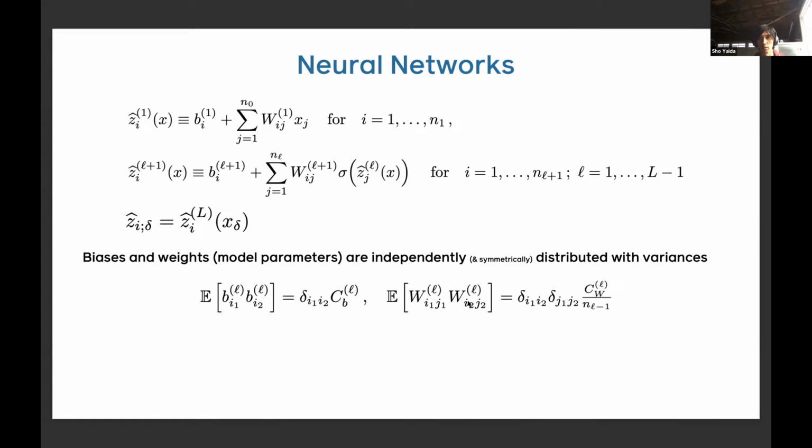And in this expression, the C_b and C_w are called initialization hyperparameters. It's hyperparameter to distinguish from model parameters. There are so many parameters in machine learning, so you have to be careful what they are, okay? And one thing to note is that I'm dividing, conventionally, here by 1/n, the number of neurons coming into the layer L. This is what you do in PyTorch, and it's known to work well, at least.